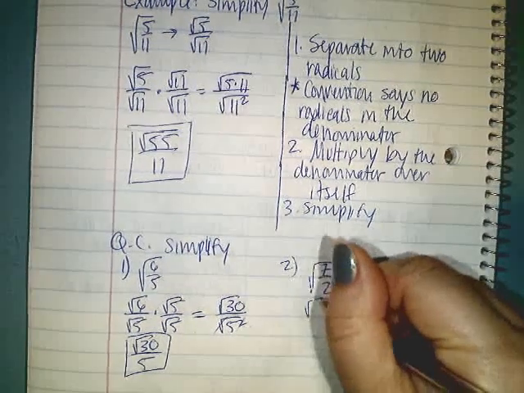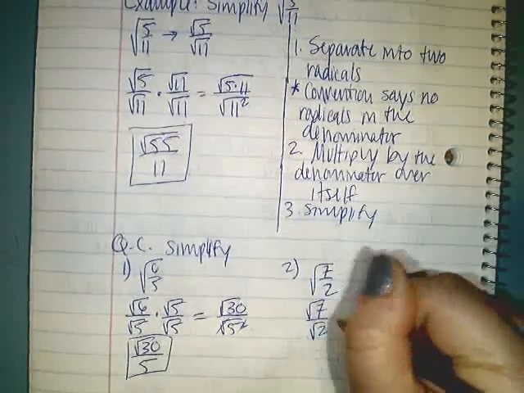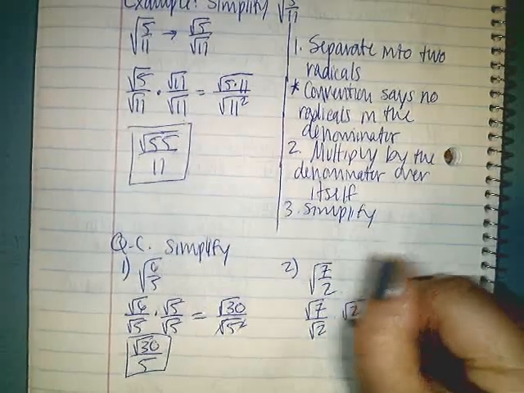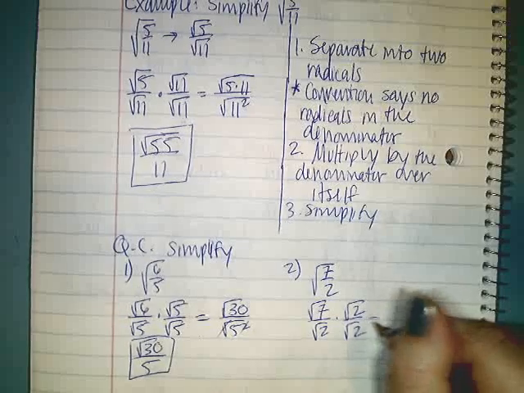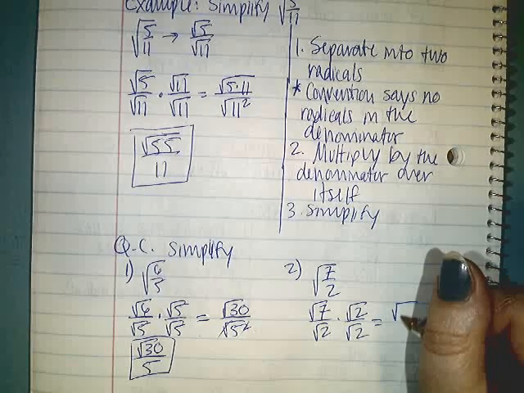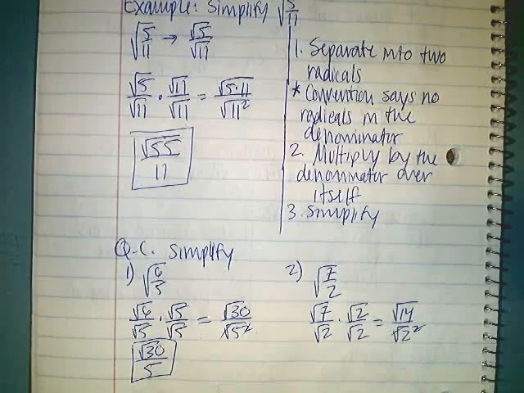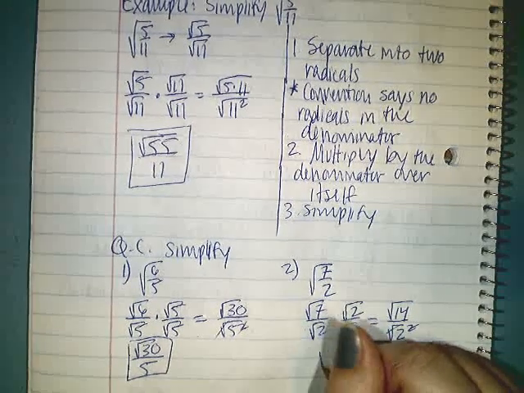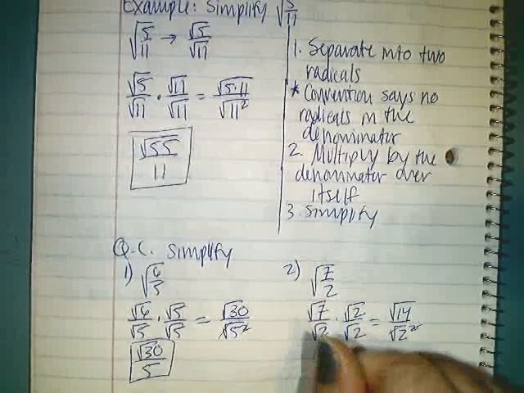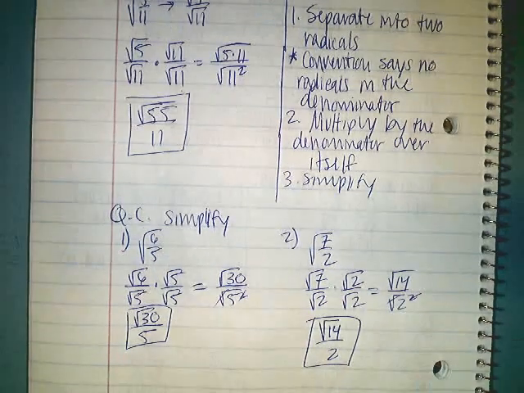Same process yet again. I have the square root of 7 over the square root of 2. Multiply it by square root of 2 over square root of 2. Becomes the square root of 14 over square root of 2 squared. Square root and the square cancel, and I have the square root of 14 over 2. And I am all set.